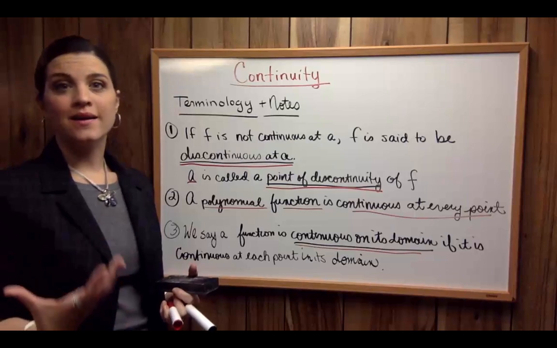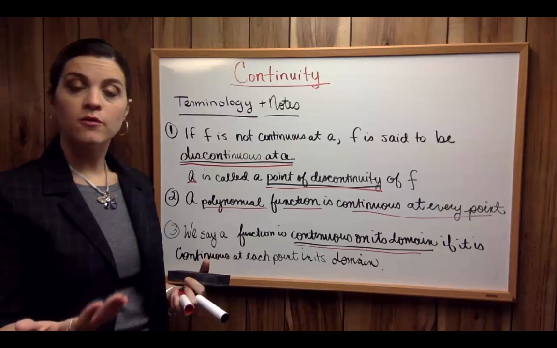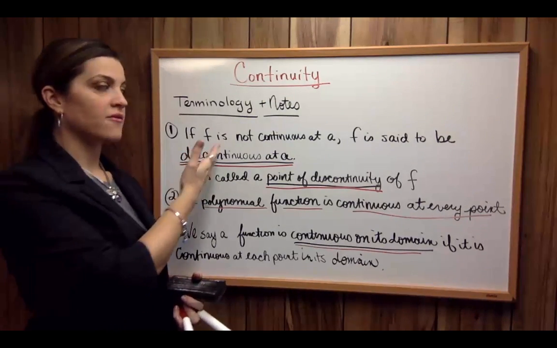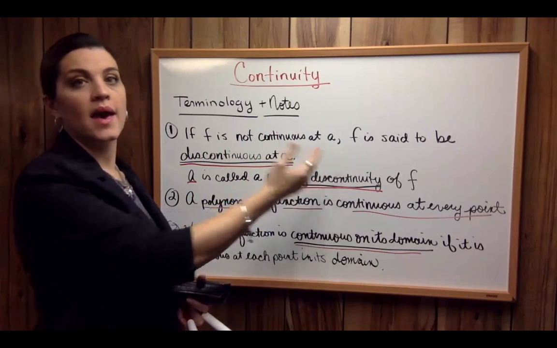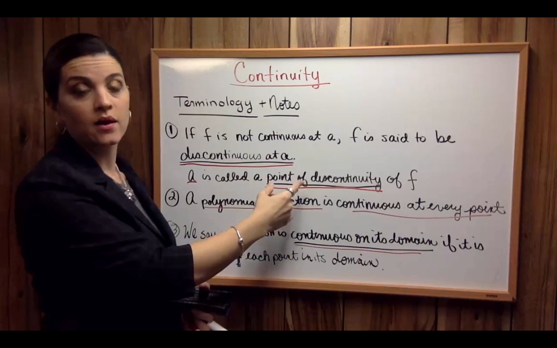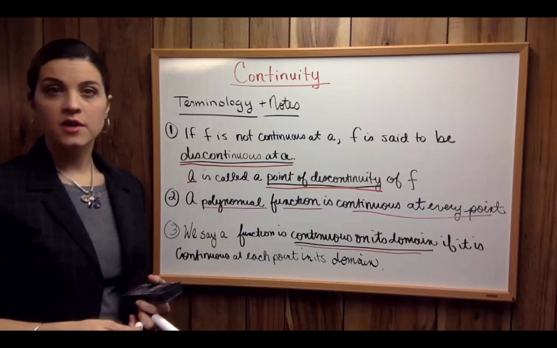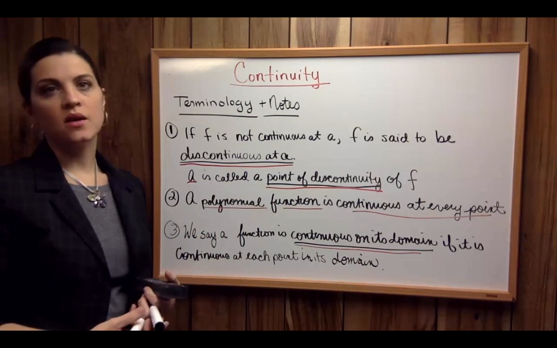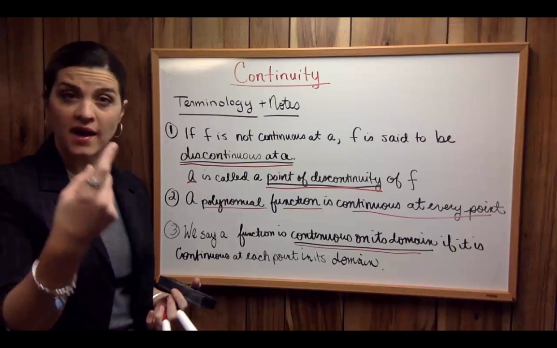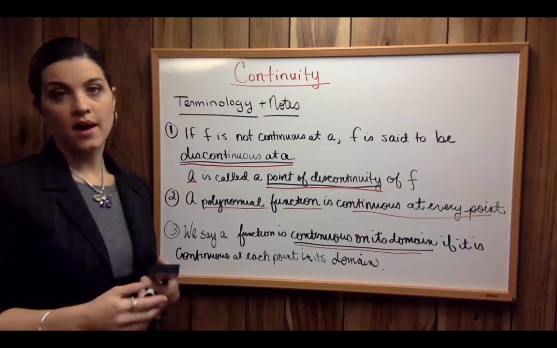Now, what if a function is not continuous at a point? What if one of those three rules fail that we tried before in the previous example? Well, if that's the case, we say that the function f is not continuous at the point A, and f is then said to be discontinuous at A. A is called a point of discontinuity of f. So there are many examples that we will see where a function is discontinuous at a point. And it's discontinuous because either the value doesn't exist at that point, the limit doesn't exist at that point, or the value doesn't equal the limit at that point.